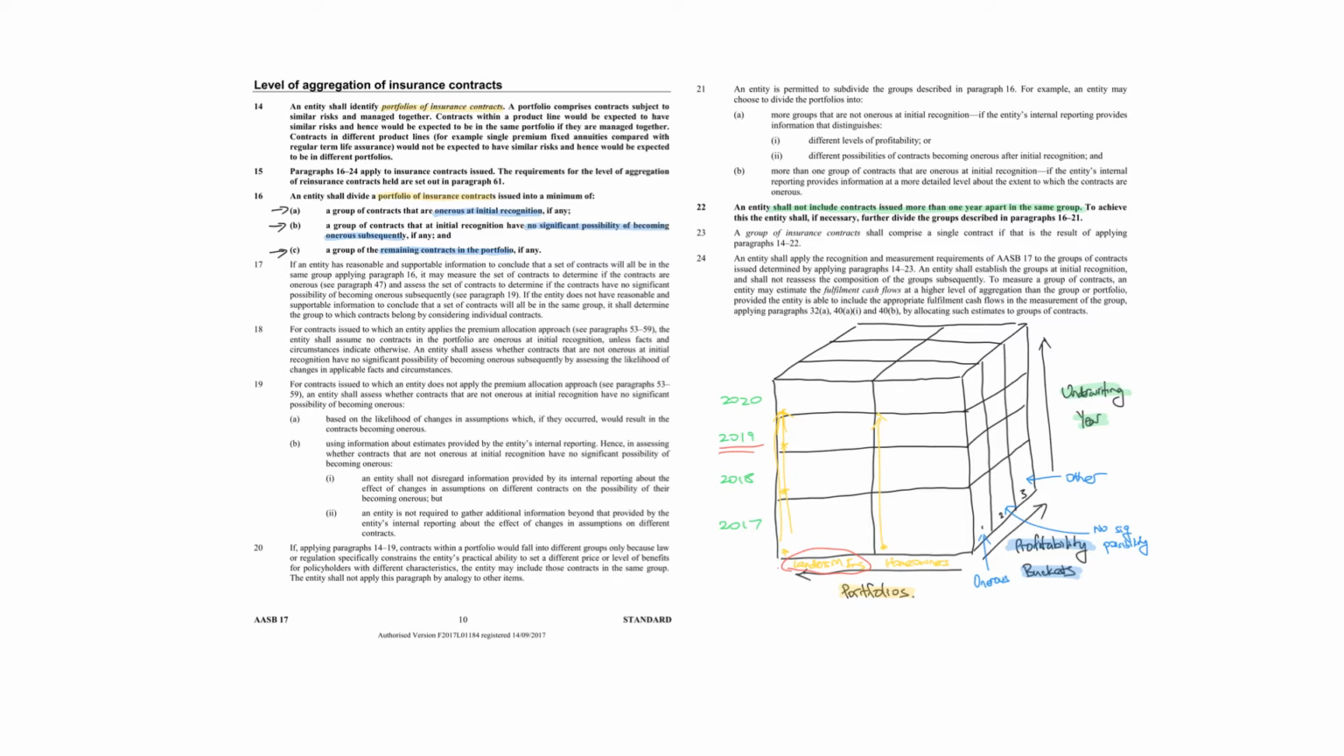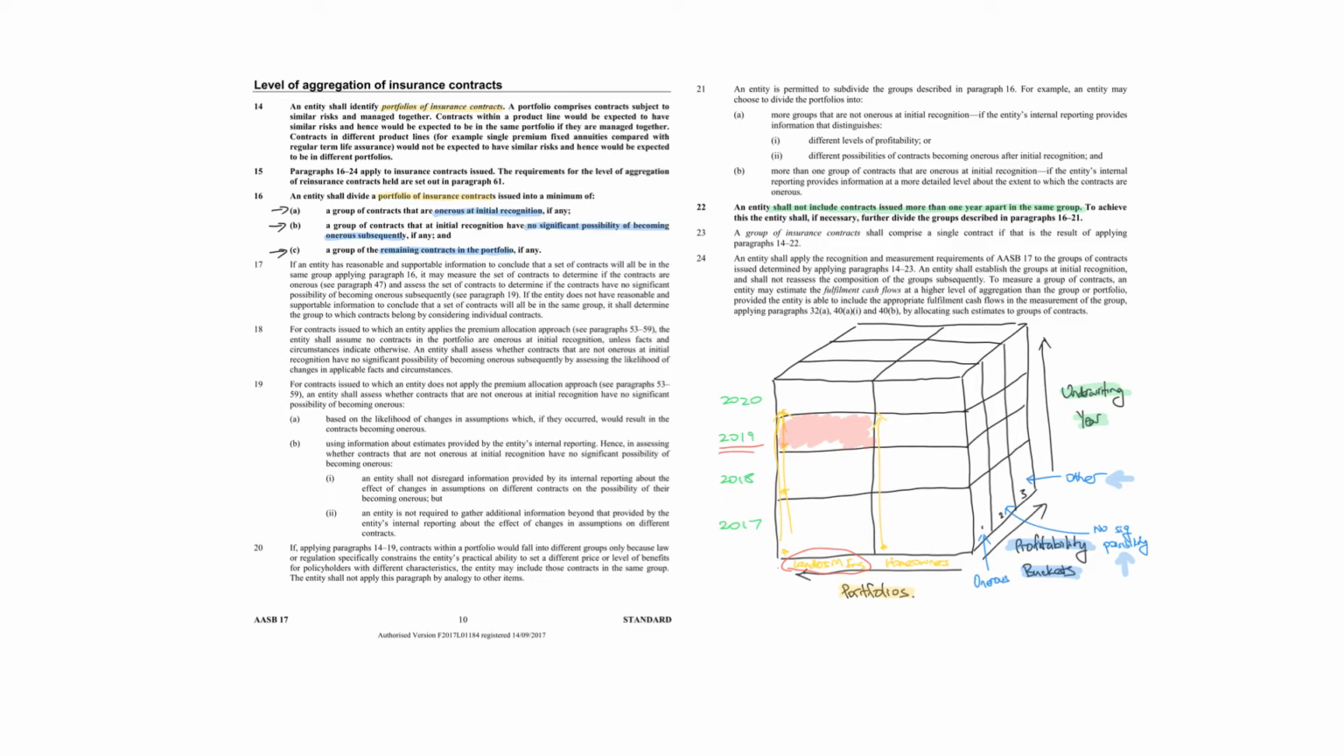Okay, so in that regard, this one would be onerous, which is not good. And for this portfolio, it means the other two buckets. So the other two buckets, for no significant possibility and other, would not fit the 2019 lender's mortgage insurance group. Okay, so all of these little squares, or little cubes, are groups.